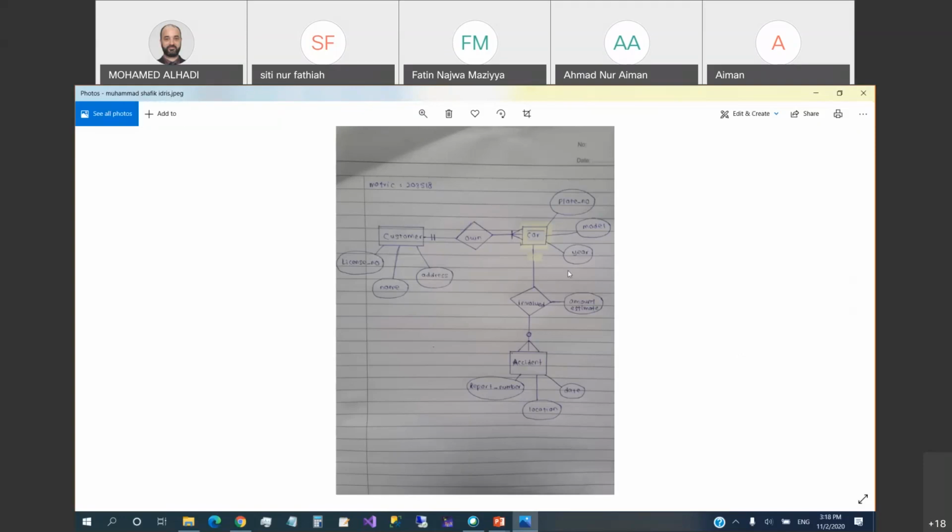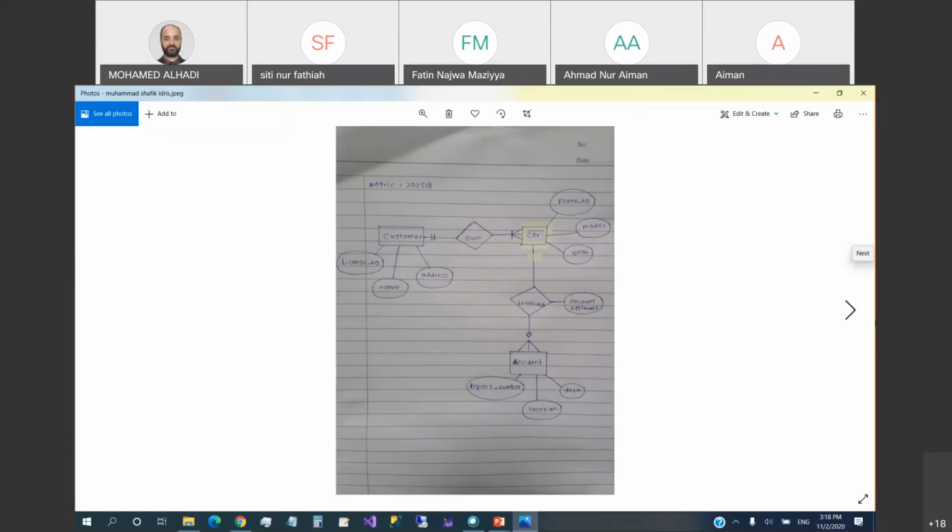Muhammad Shafiq have done the same thing. The amount belongs to the involved. It's supposed to be linked to the accident. You missed to put underline for the primary keys. Your relations also are not clear. You forget to put the cardinality here. So all of this, if you make this in your assignment or in your test, then you are going to lose some marks. So be careful in your assignments, in your test. Be careful to put everything in the correct manner.